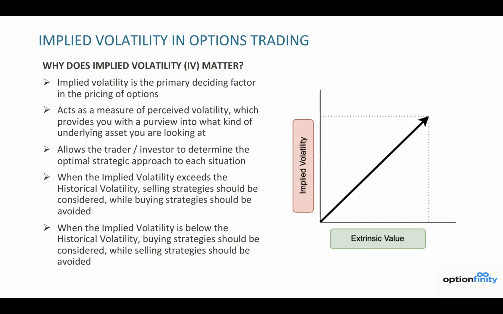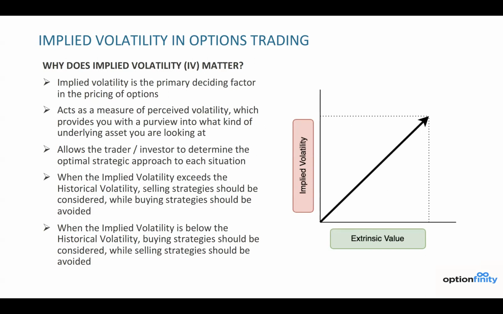So IV is also very important because it acts as a measure of perceived volatility, which can provide a trader or investor with a purview into what kind of asset you're looking at. So if someone tells me, "Nick, look at a certain stock for me," and I open the option chain right away and see that it has a very high implied volatility, I know that this is probably a riskier asset. If I pull up the chart, I'm likely to see a very, very wide range of values over the course of the past year, right?